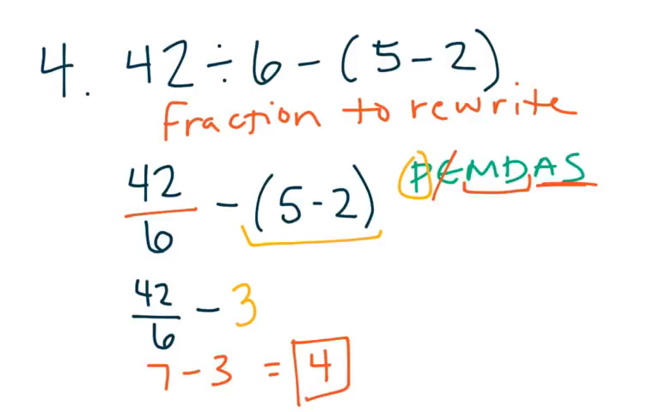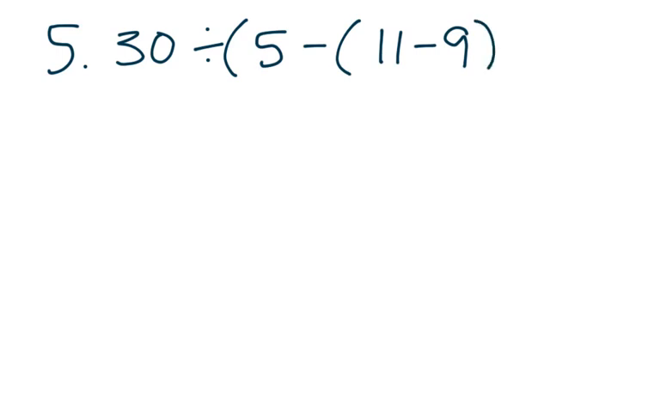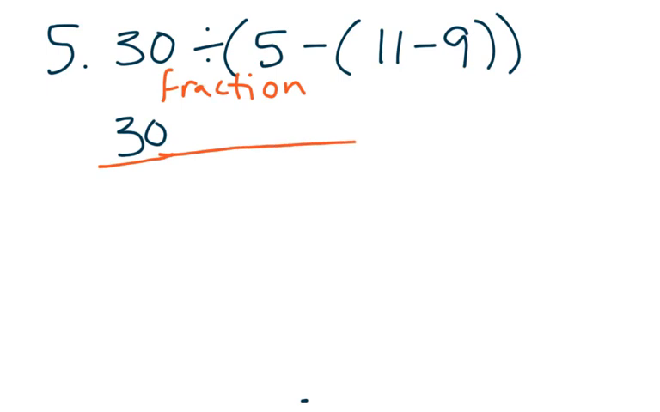Our last example here is number 5. And in number 5 we have 30 divided by parentheses 5 minus parentheses 11 minus 9, and then completing both of those parentheses. Alright, so once again we are going to take any division that's there and we're going to rewrite it as a fraction. And so this one gets kind of messy because you have 30, but then you're dividing everything by literally the rest of it.